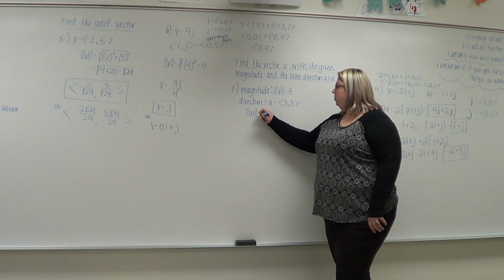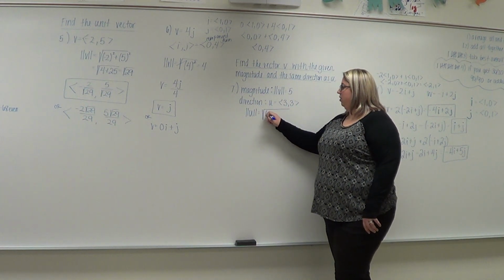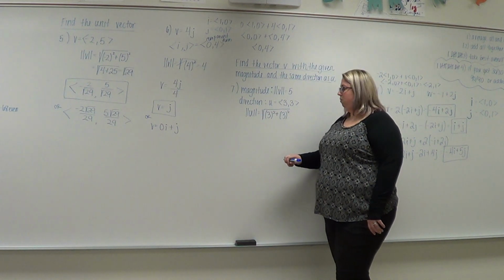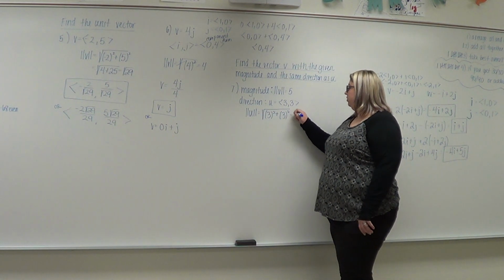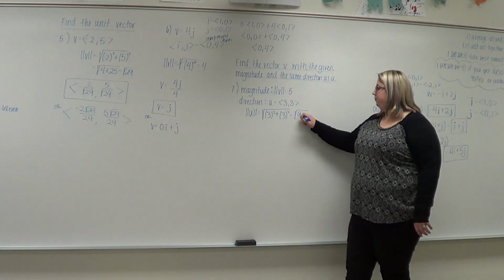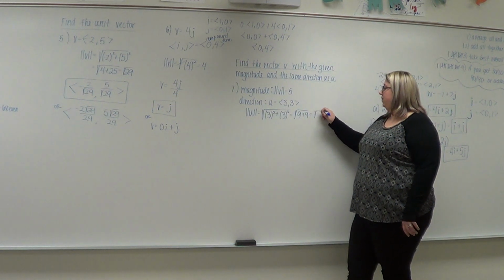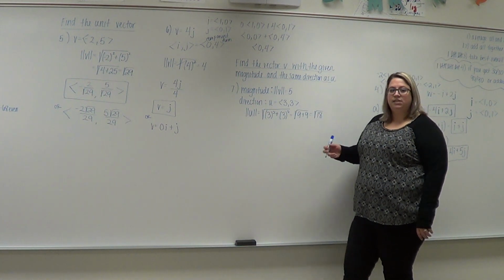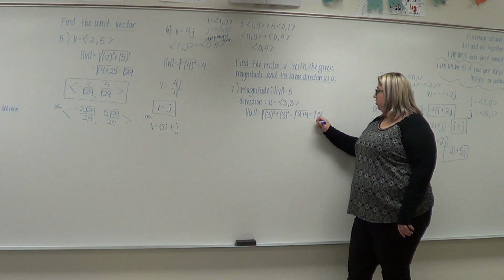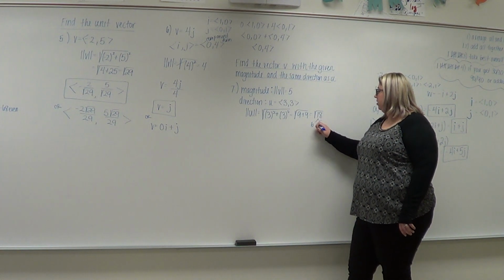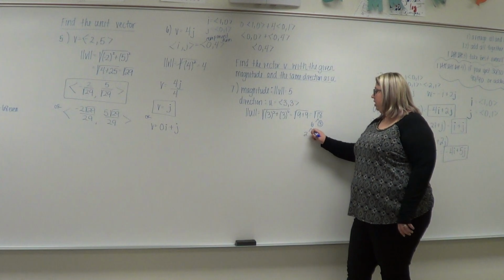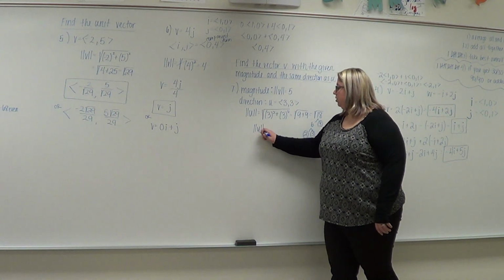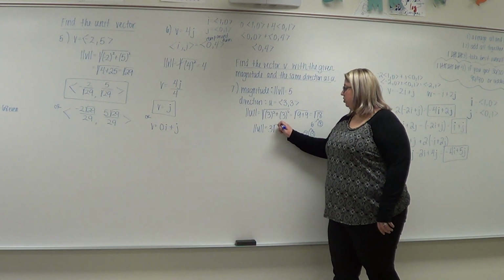So the magnitude of u is the square root of 3 squared plus 3 squared. So the square root of 9 plus 9, which is the square root of 18. Okay, 18 will break down, so you have to break it down. I can break it into what? 6 and 3. 6 breaks into 2 and 3. So that means my magnitude of u is 3 square root of 2.